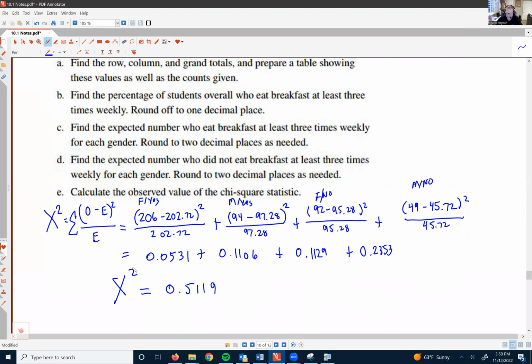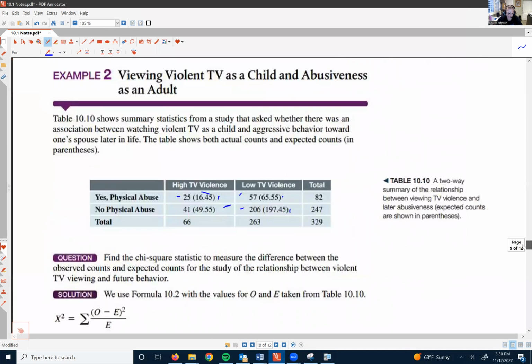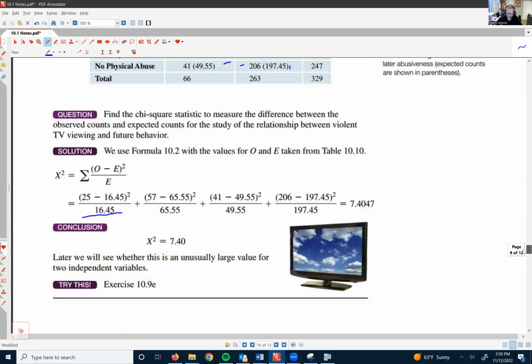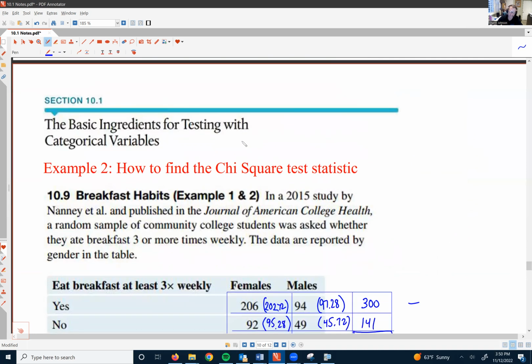Compared to the rolling of the die example, we got a chi-square of 1. And also compared to the violent TV watching as a child and abusiveness as an adult, we ended up with a chi-square of 7.4. So in the next video, I'll talk about how to take that chi-square value and turn it into a p-value using the chi-square distribution, and we'll talk about what we determined to be large and what we determined to be small. So this concludes this video for the basic ingredients for testing with categorical variables, example 2, how to find the chi-square test statistic.